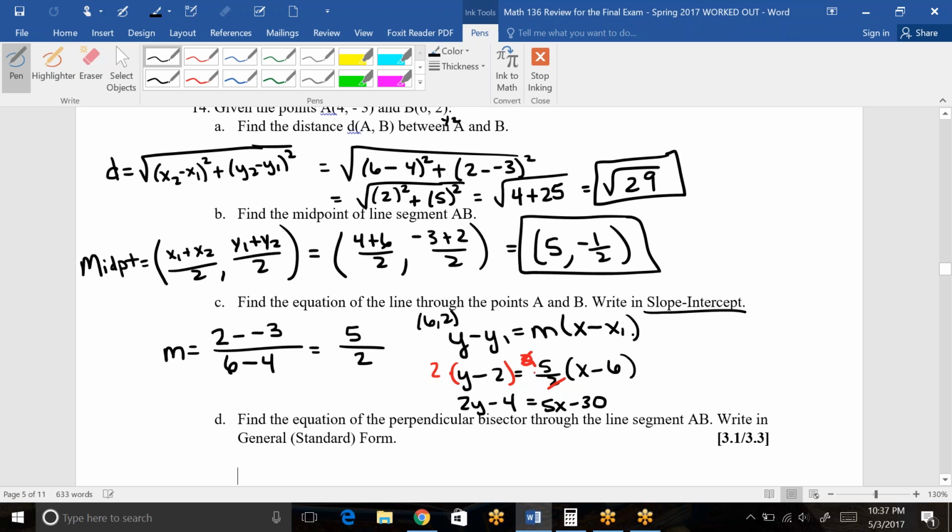And we're supposed to be solving for slope-intercept, so we're going to move everything away from y. So we'll add 4. So this would be 2y equals 5x minus 26, and divide everything by 2.